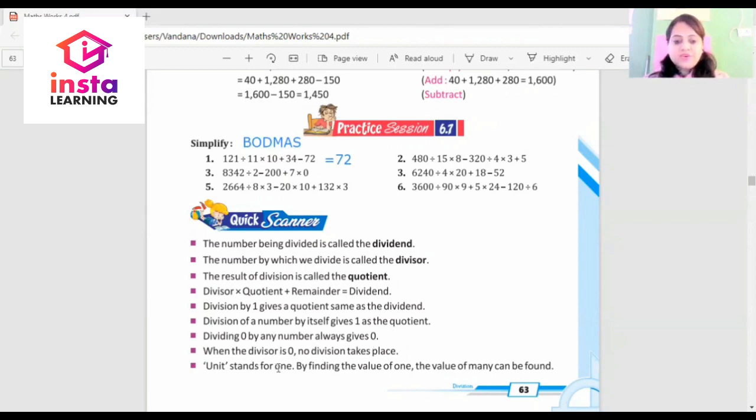Now, unit stands for 1. By finding the value of 1, the value of many can be found. So, students, it's a very important point. So, just read it very carefully and write these notes in your notebook. And this chapter is fully completed.